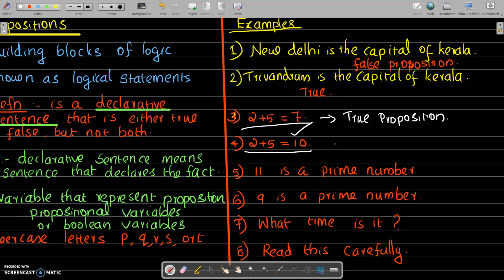So this is a proposition. And what about the truth value? That is false. We know that this is a false proposition. Look at the fifth question. 11 is a prime number. And the sixth one, 9 is a prime number. We know 11 is a prime number is a fact.